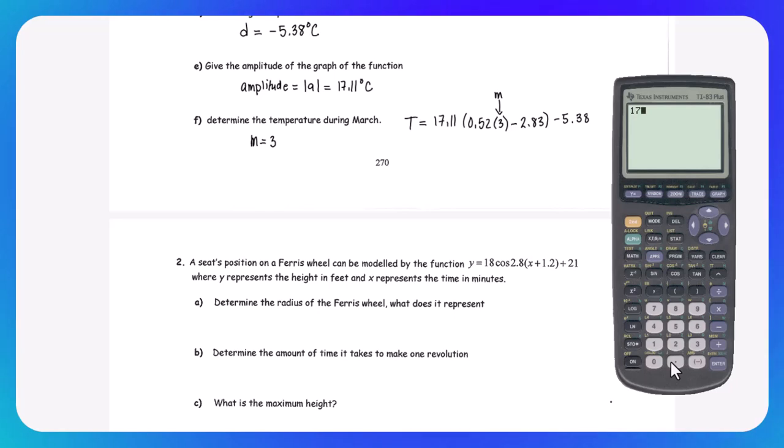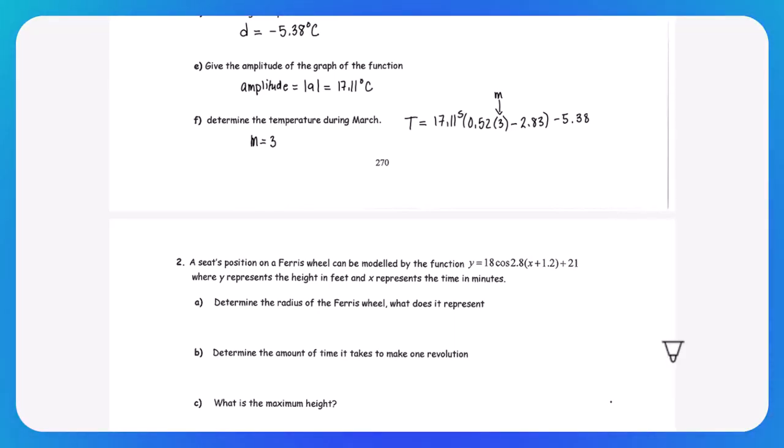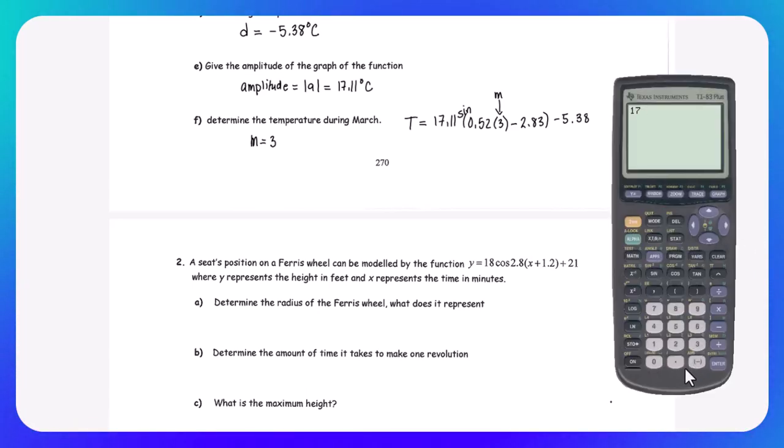So we can go 17. Oh, I forgot my sine. Sine goes in there. 17.11 sine. Now, we have to multiply these two things together. So we can put those in brackets. We don't have to, though, because order of operations would mean this times this, subtract that. Our calculator will do it that way. So it's going to be 0.52 times 3 minus 2.83. Now, here's the important part.